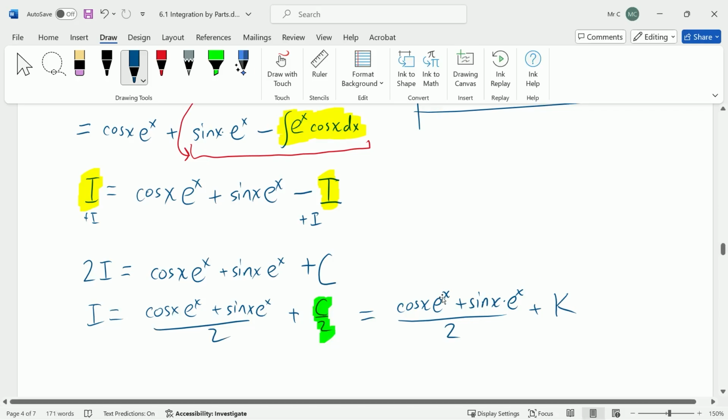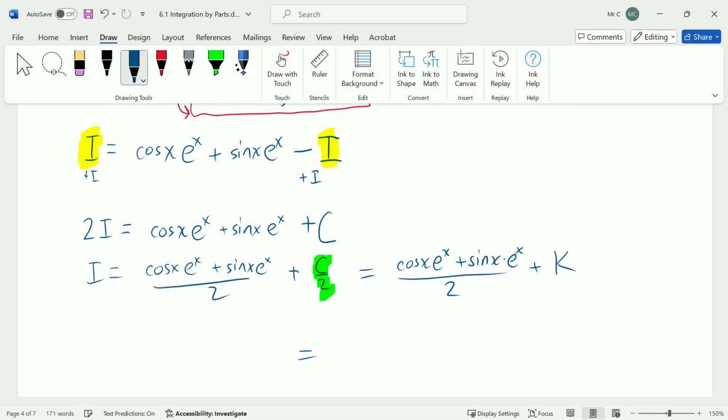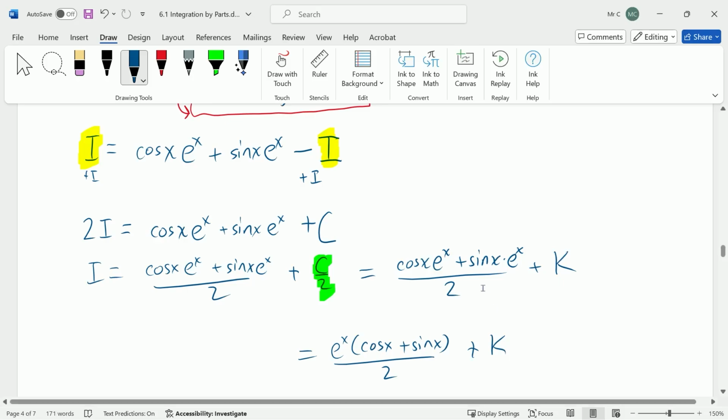Now this is a perfectly fine way to write this answer. I will just point out that oftentimes you will see these answers written as, say, e to the x times cosine of x plus sine of x over 2. So very common to just see any common terms factored out. Okay, that's it for that one.